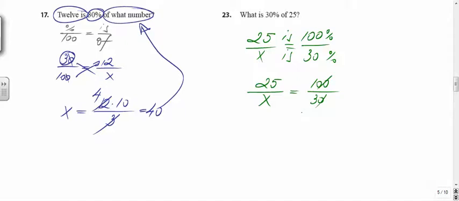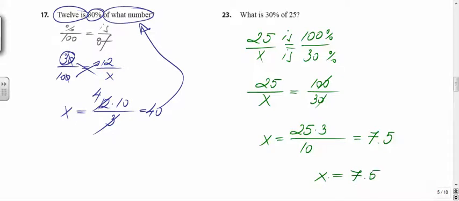We can divide by 10 both sides here, right? Your x will be equal to 25 times 3 over 10. Well, 25 times 3 is 75, right? Divided by 10, that will be 7.5. Okay? So what is 30% of 25? 7.5. The answer will be 7.5.